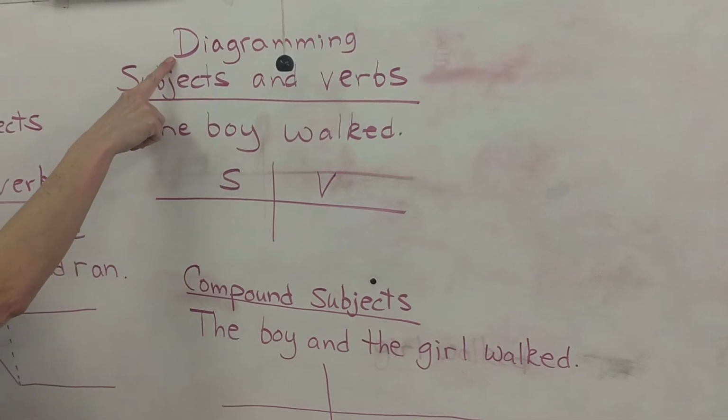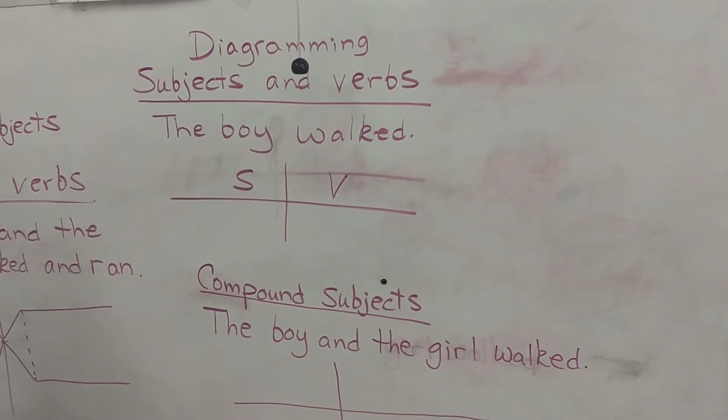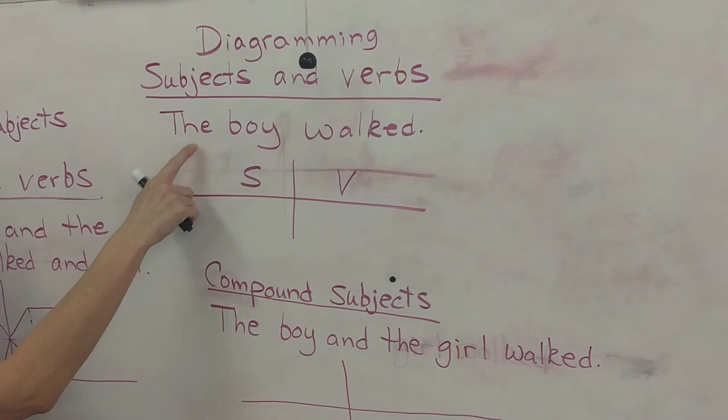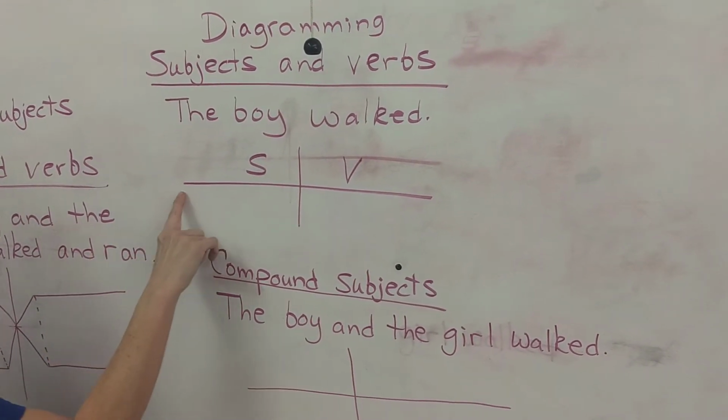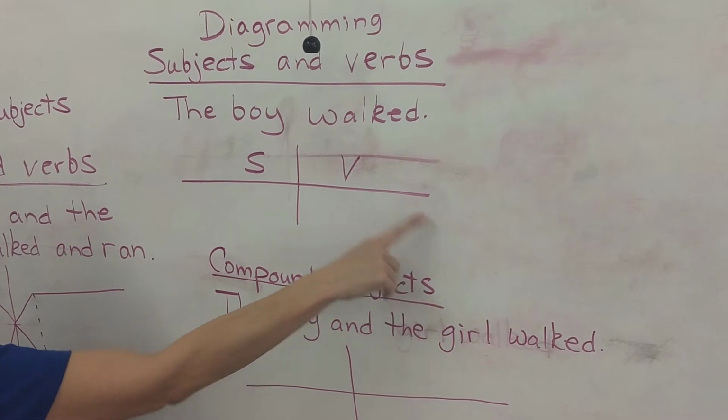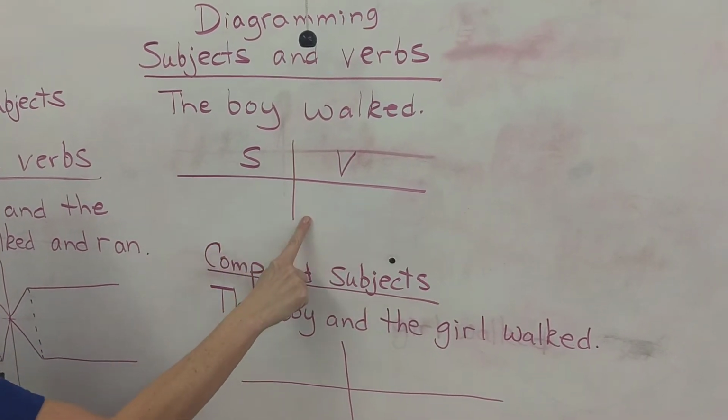Today we're going to talk about diagramming subjects and verbs. We have a very simple sentence here, the boy walked. Whenever you do sentence diagramming, you always start off with a straight horizontal line with a vertical line going all the way through it.